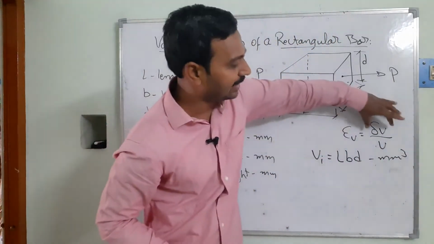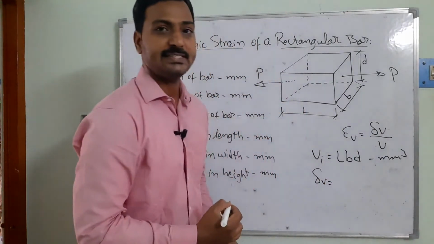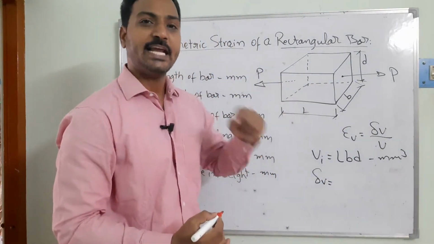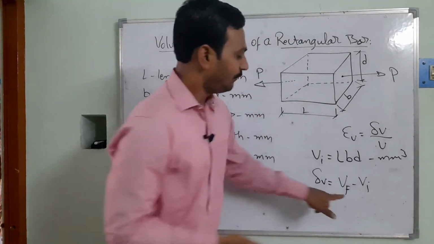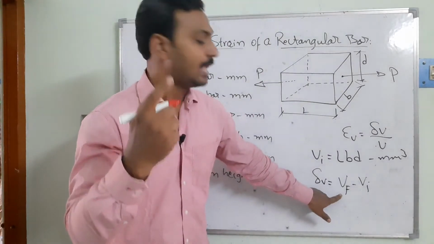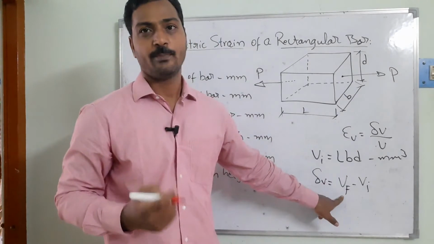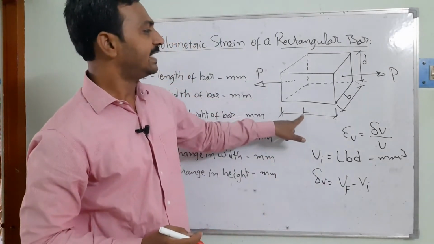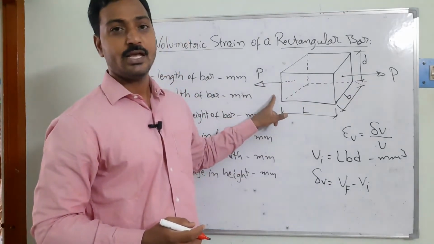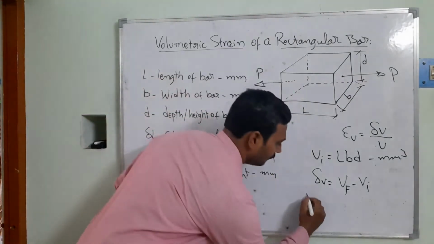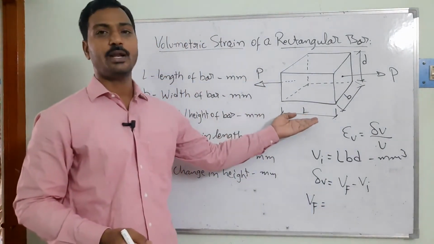Then how could you calculate the change in volume? The del V, that is the change in volume, is equal to the final volume minus the initial volume. That is Vf minus Vi, where Vf is the final volume and Vi is the initial volume. So how do we calculate Vf? As we know, when we apply the load, some dimension changes will occur in the member, right? So on that basis, I am going to write Vf is equal to, how could you write in this case, what are the final dimensions of this component in the L direction?